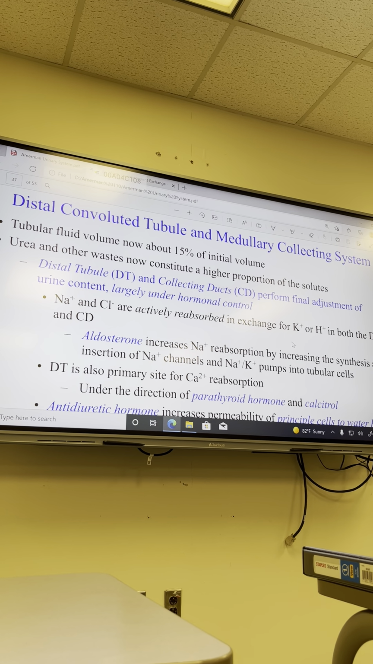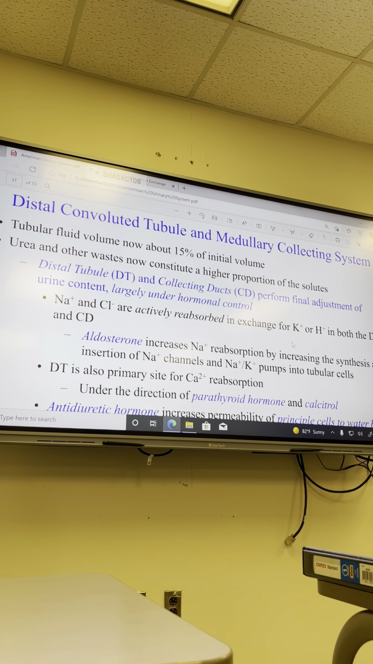Okay, now we're into the distal tube. We've lost 70% by the time we left that proximal tube. We've lost maybe another 15 or so percent or more by the time we've gone through that. So we're down to maybe about 15% of the volume that's left. That's about all that we have left here.